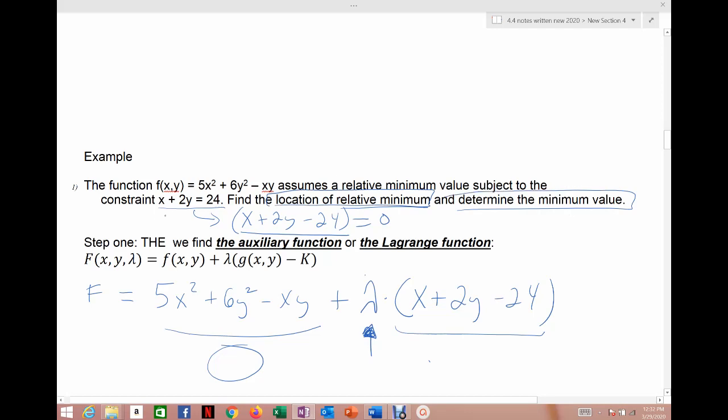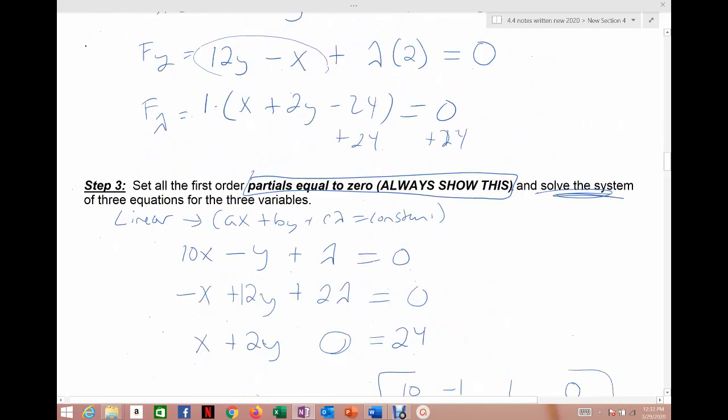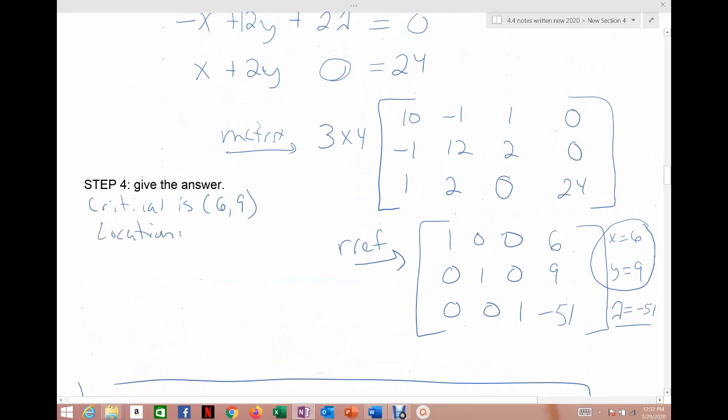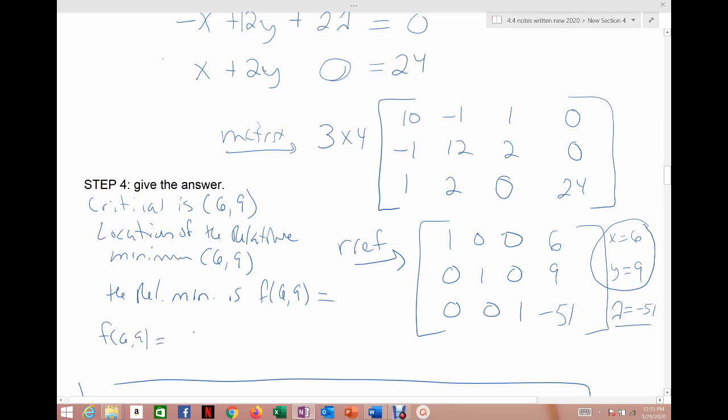Now I need to find the minimum, so I've got to plug it into my original equation. I'm going to write that down here. We found the location of the relative minimum, the point (6, 9). The relative minimum is, well, I've got to plug the 6 and the 9 into my original equation. F of 6, 9. So it's 5 times 6 squared plus 6 times 9 squared minus 6 times 9. And when you plug that into the calculator, it should come out 612.